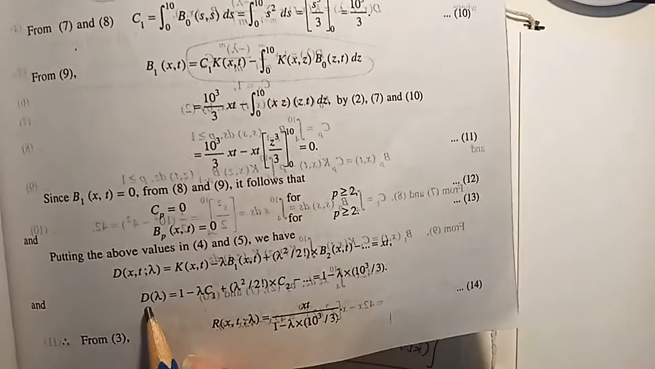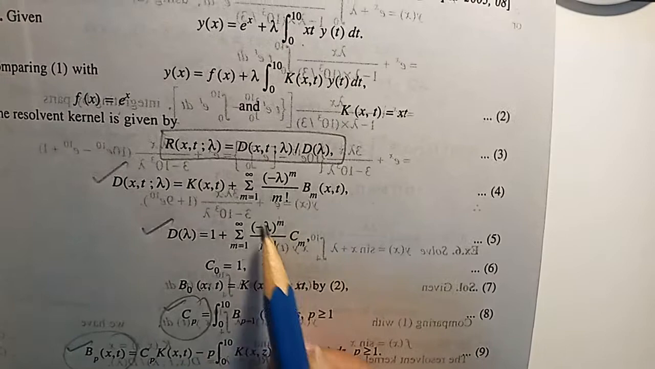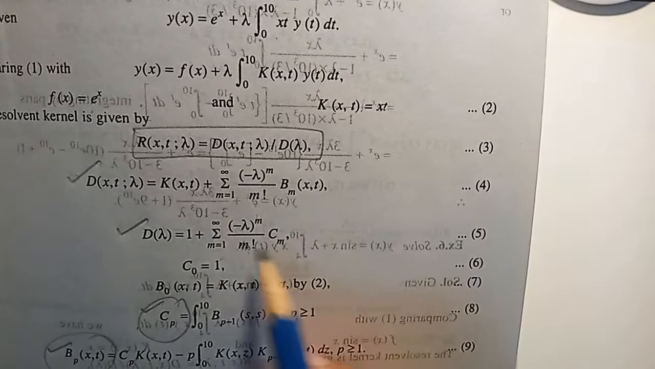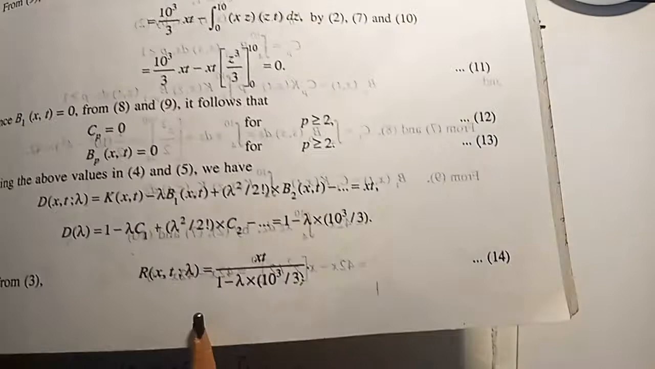Now use the formula of d of lambda. Open all these. First of all, plug in m as 1. So it's minus lambda 1 over 1 factorial C1 plus minus lambda square over 2 factorial C2 plus up to so on. And plug in the values here. And you know that the formula for resolvent kernel is d of xt lambda divided by d of lambda. Just use these values here. That's it.